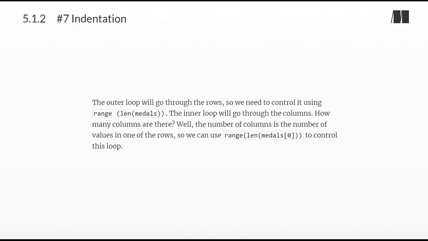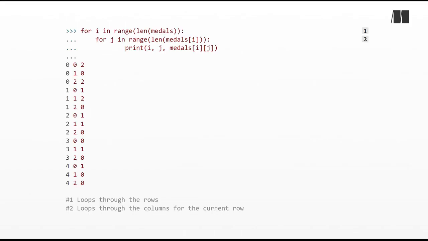How many columns are there? Well, the number of columns is the number of values in one of the rows, so we can use range of len of medals 0 to control this loop. Each line of output will provide three numbers: the row coordinate, the column coordinate, and the value, number of medals, at that row and column. Here's the code and output.